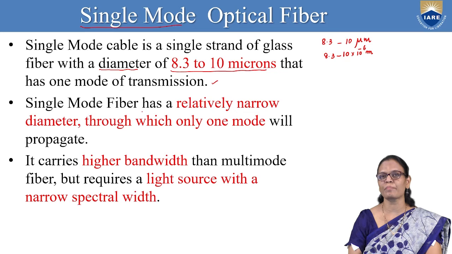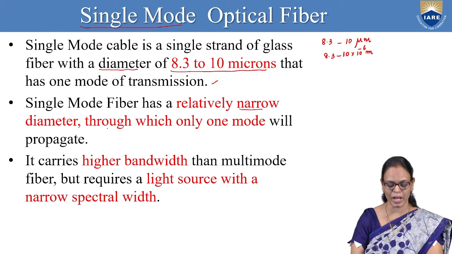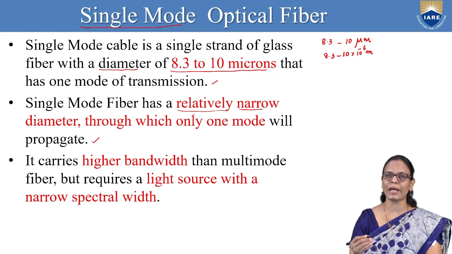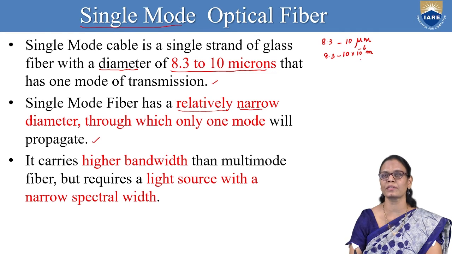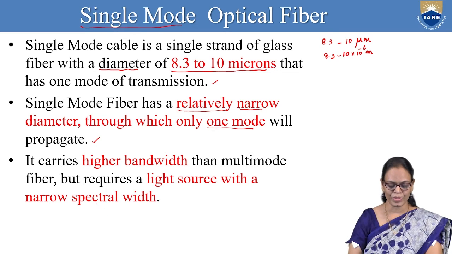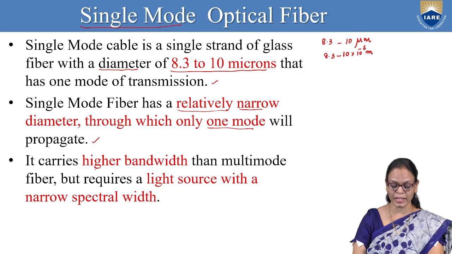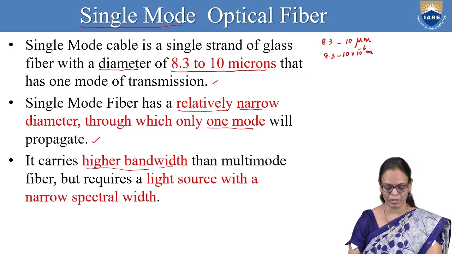Now, single mode fiber has a relatively narrow diameter through which only one mode will propagate. Why we are saying relatively is, when we compare it with the diameter of the cladding, the diameter of the core is very, very small. We have seen it is of the order of 8.3 to 10 micrometer. So the diameter of the core will be very small, so that only one mode will propagate through it. Then the next thing is, it carries a higher bandwidth than multimode fiber, but requires a light source with a narrow spectral width.